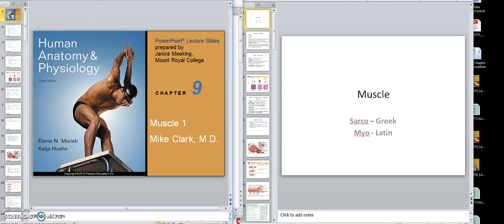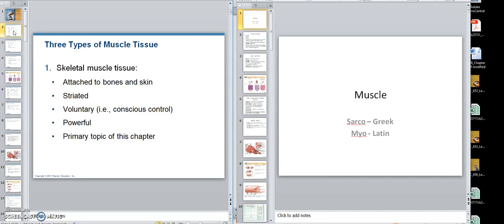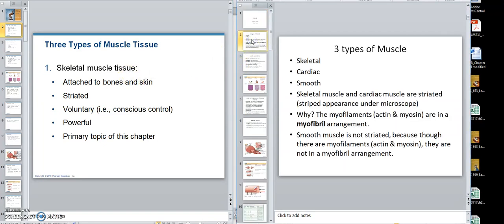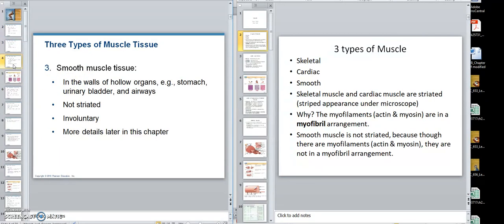All right. So basically what happens is we start first with the 3 types of muscle. We have 3 types of muscle in the human body. Skeletal muscle, which is attached to the skeleton. Cardiac muscle, let's go to the next one, which is in the heart. And then something called smooth muscle.